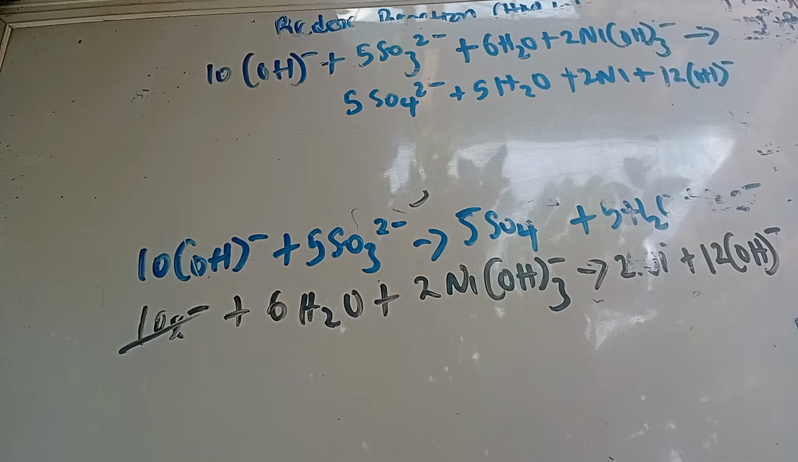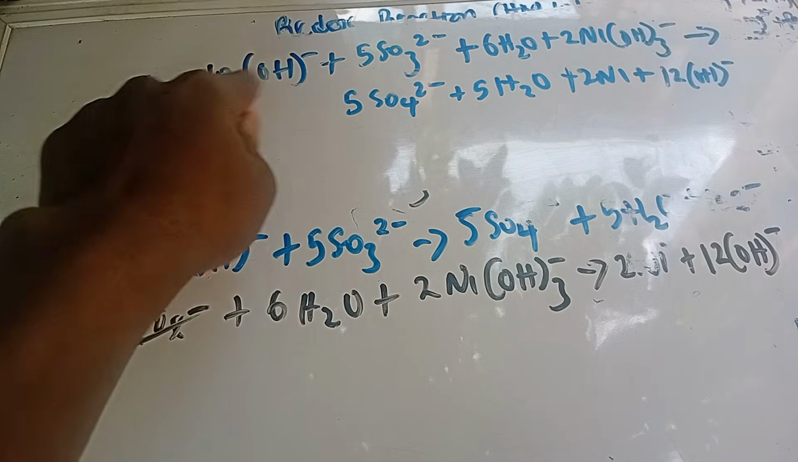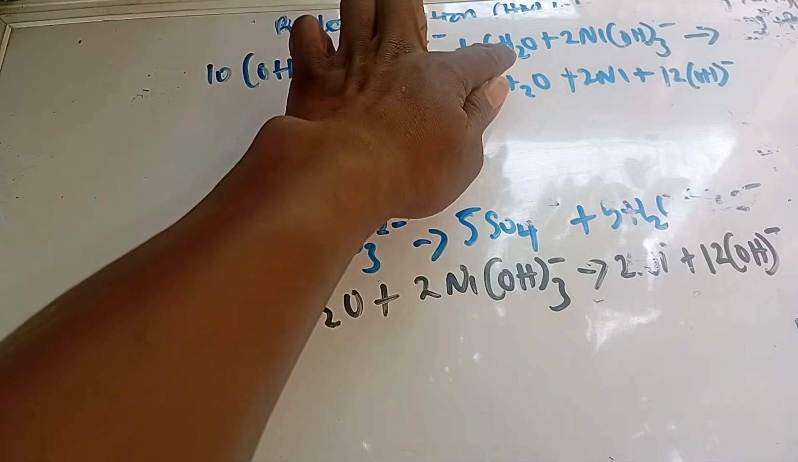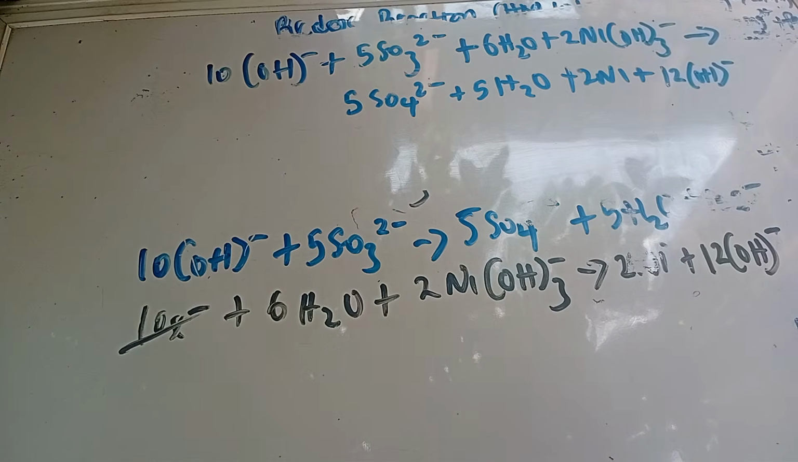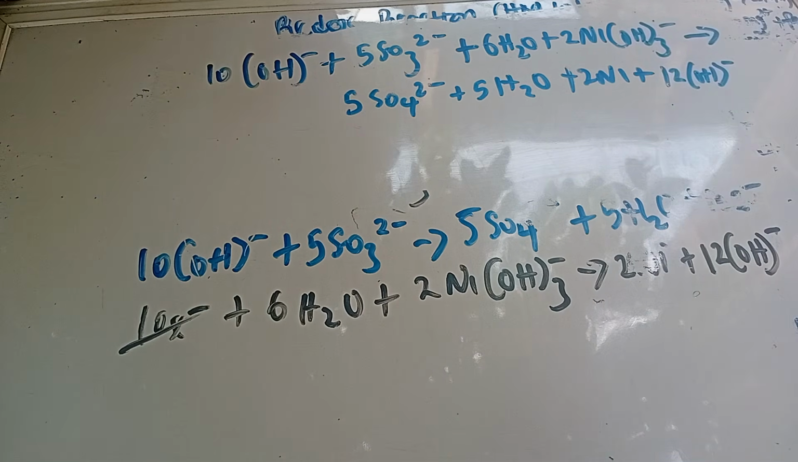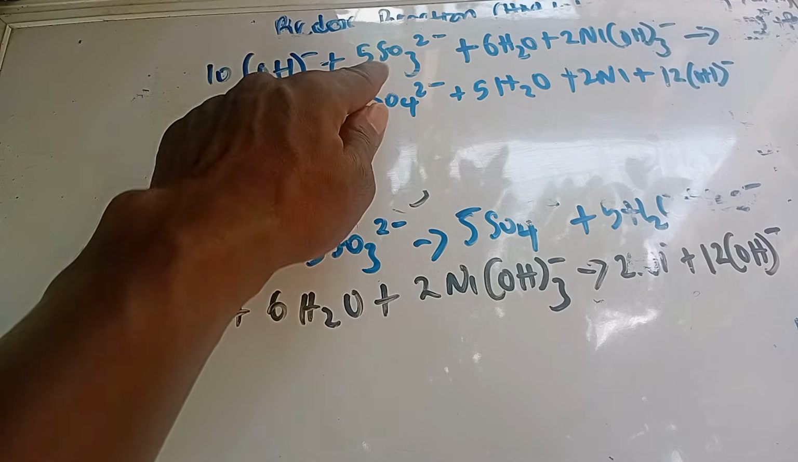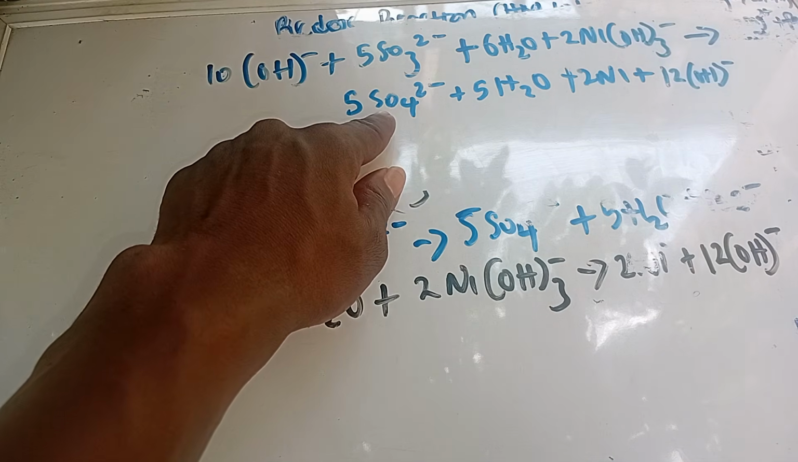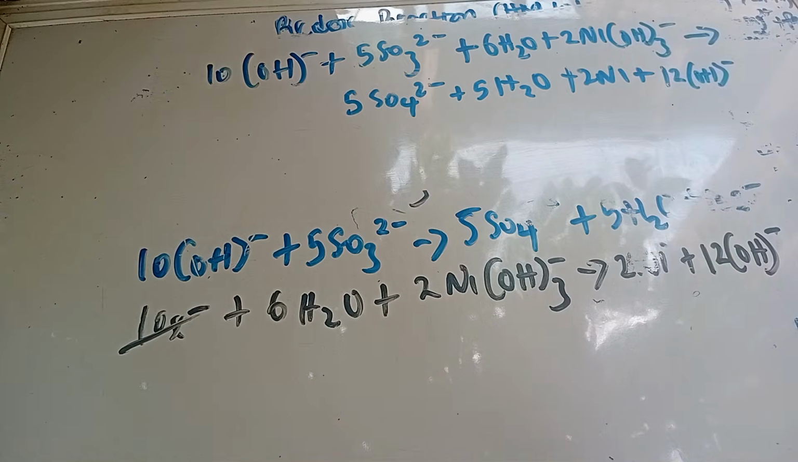Oxygen is also balanced. Now the hydrogen, we have 10, we have 12, that's 22. Here we have 3, that's 25. Now here we have 10 and 12, that's 22. Three hydrogen is left. What happened? Okay, for now, let's check for sulfur. Sulfur is 5 here, sulfur is also 5. Sulfur is balanced. Nickel is 2, nickel is 2, nickel is also balanced.